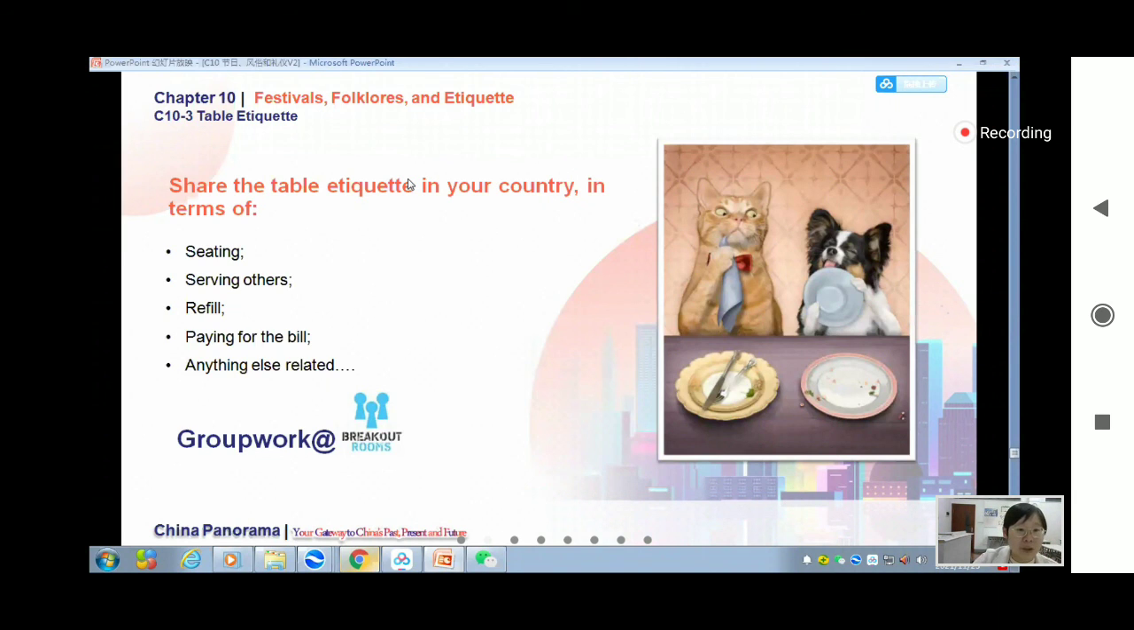So now I'd like to know something about the table etiquette in your country. For example, sitting. Is there any special sitting rules in your country? And about the table, what kind of table do you often use when you invite people to eat? Square one or round one like China? And how to serve others? And if your glasses or the pot is empty, how to ask the waitress to refill, or how do you refill for the guests? And is there any rules, or is there any fight while paying for the bill, or anything else you want to share? Okay.